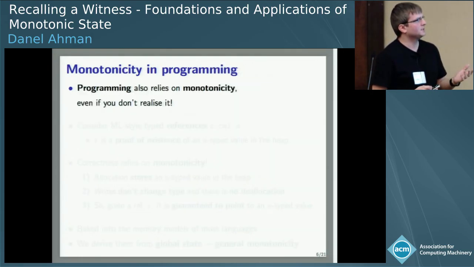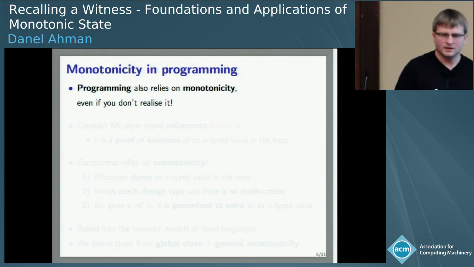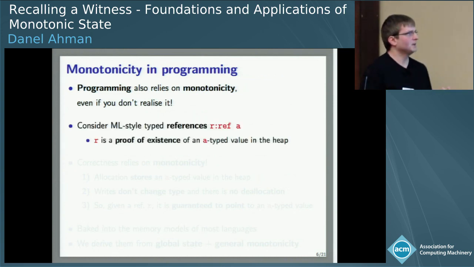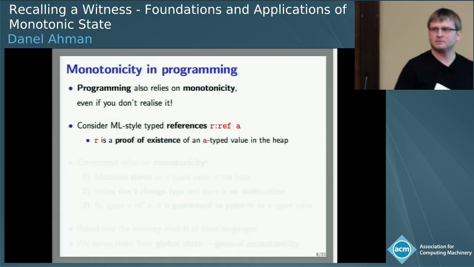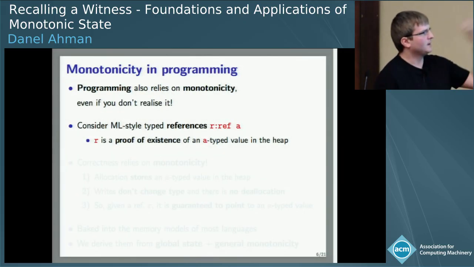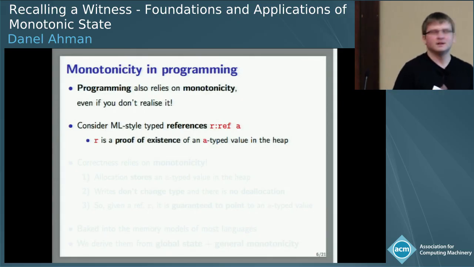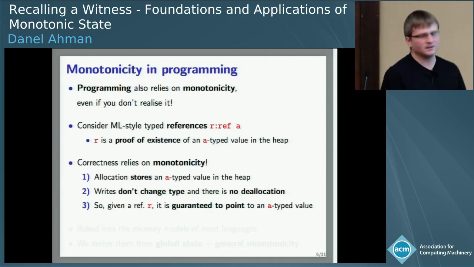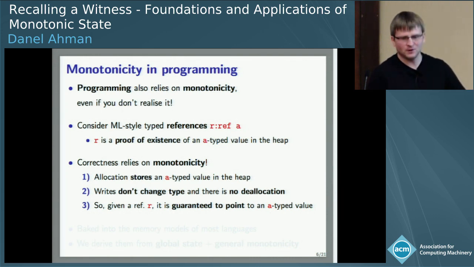But also monotonicity plays a key role in programming, even if you don't realize it yourself. So for example, consider ML and the type of references. You can think of a value of type ref A as essentially a proof of existence that a value of type A exists in the heap. Why this is correct really crucially relies on monotonicity. The idea being that the writes that you do never change the type of a reference, and there is no explicit deallocation. So it is correct to have the following in ML, that whenever you have a reference, then it's guaranteed to point to a value of the corresponding type.